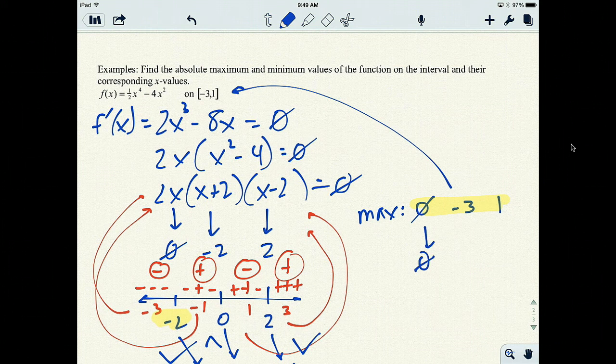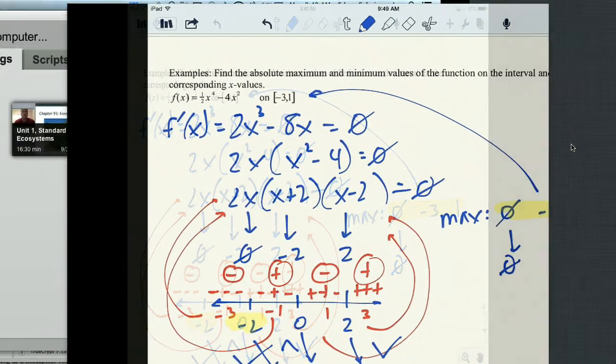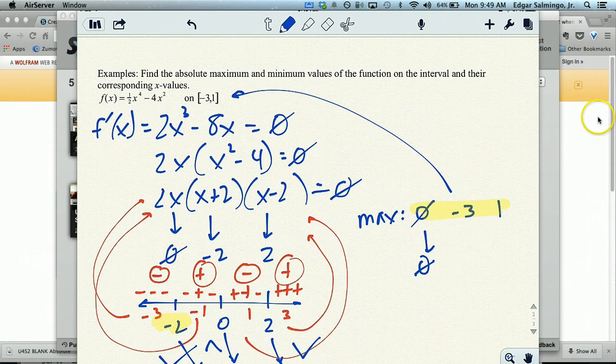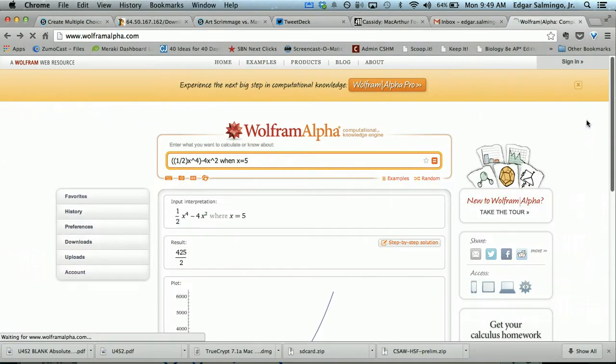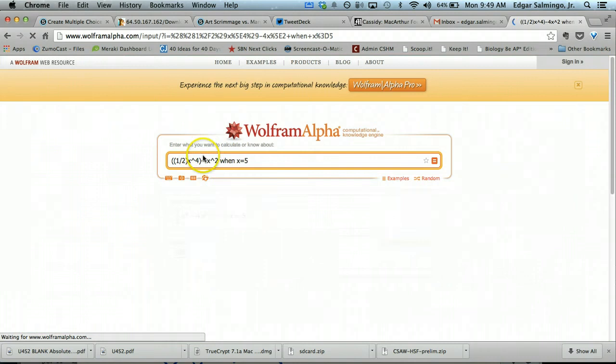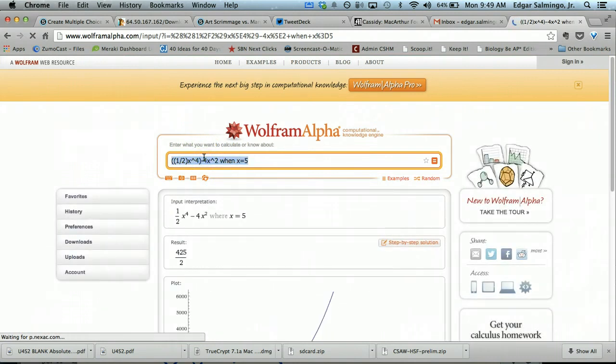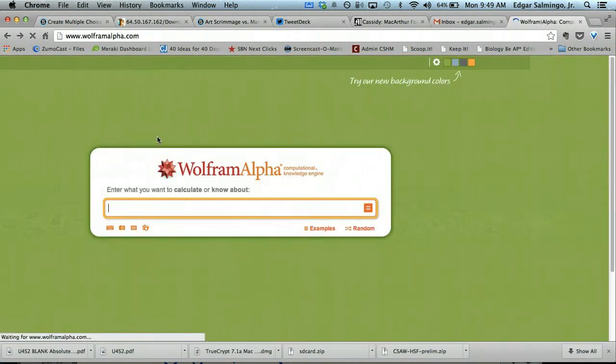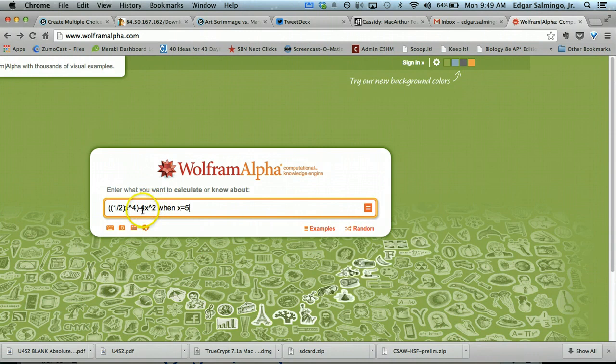If I plug in -3, I'm going to use a website called Wolfram Alpha, or you can plug it into your calculators. It's good for you to practice on your calculators anyway. In Wolfram Alpha, I'm going to plug in the formula, which I already did. Again, it's wolframalpha.com. I plug in the formula, half x to the 4th minus 4x squared, when x equals -3.